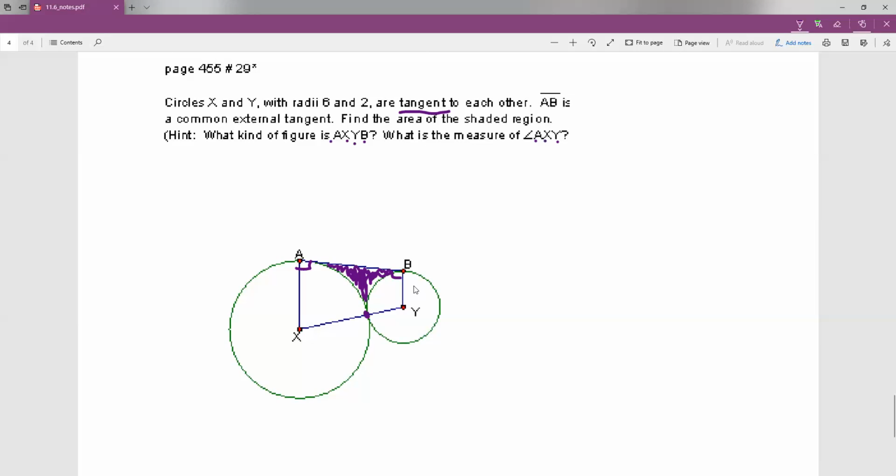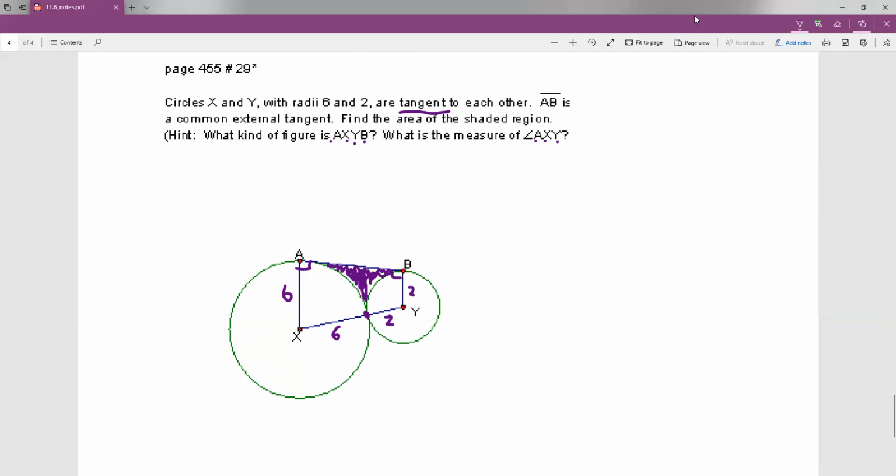All right. So let's start filling some stuff in. So circles X and Y with radius of 6 and 2. So X has a radius of 6, which means that XA is 6, and this distance here is 6 as well. And this one has a radius of 2. So that's 2, and that's 2 right there.